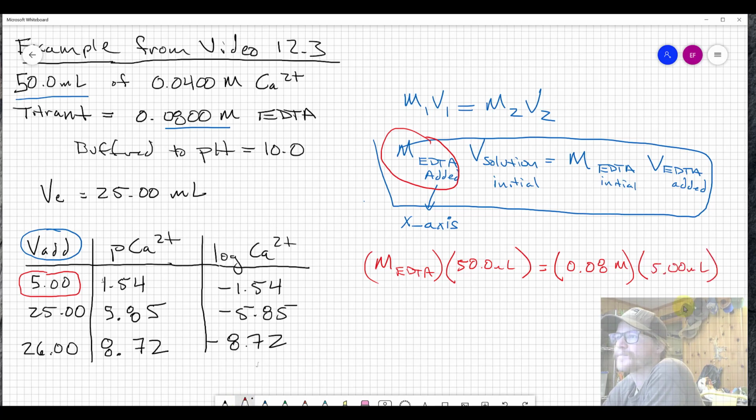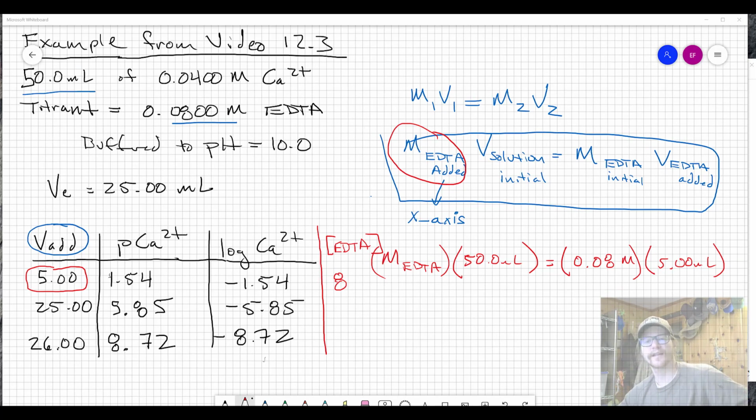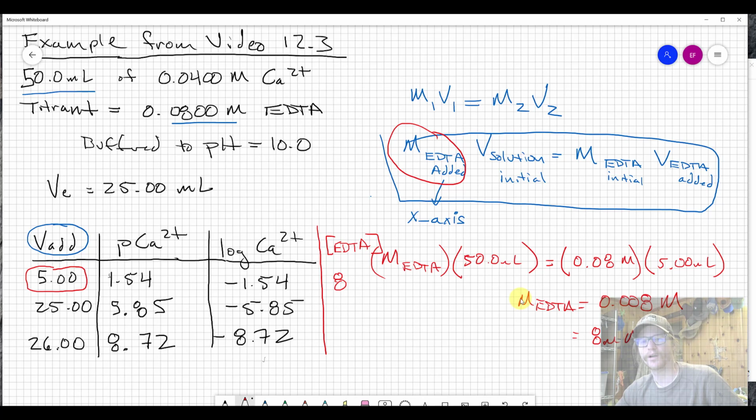So we can solve this for the concentration of EDTA, the parent concentration, at that volume that's added. If we solve this for the concentration of EDTA, the concentration of EDTA is equal to 0.008. That's in molar, which is the same as 8 millimolar. So I have a new column here, concentration of EDTA in millimolar, just because that's what our axis is in, which is 8. So the values we're comparing are at 8 millimolar.